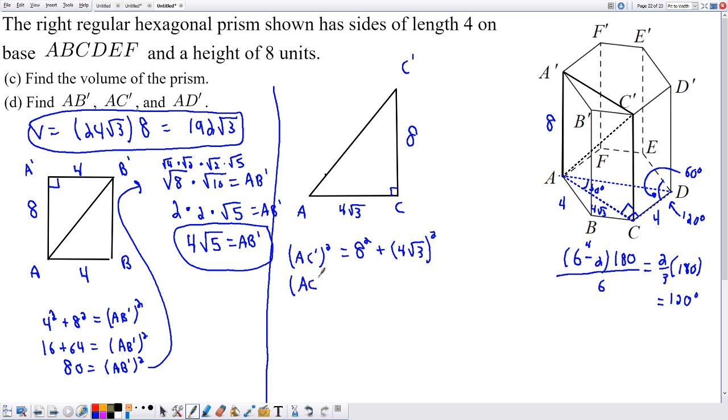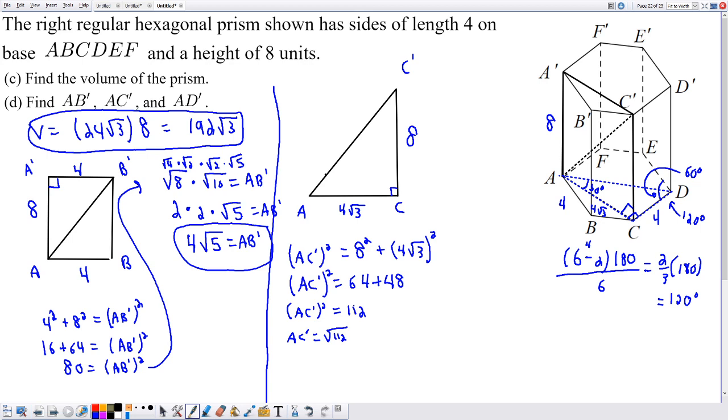So, reducing that, we have AC prime squared equals 64 plus, well, 4 squared is 16 times the square root of 3 squared, which is 3. 16 times 3 is 30 and 18, so 48. And combining these together, 60 and 40 is 100, and 4 and 8 is 12, so we have 112, which means that AC prime is equal to the square root of 112.